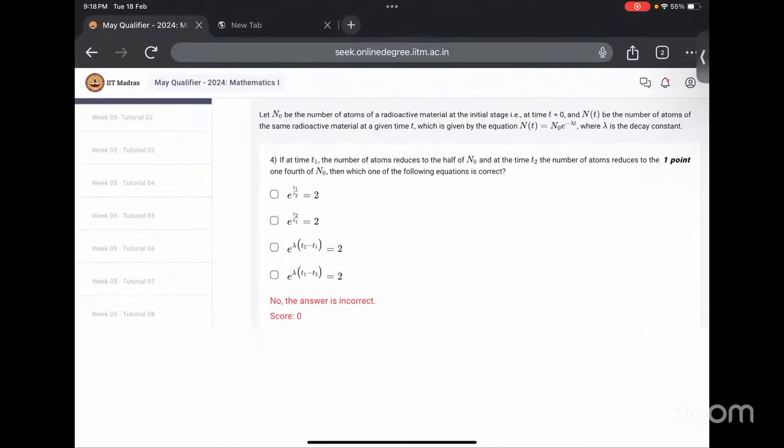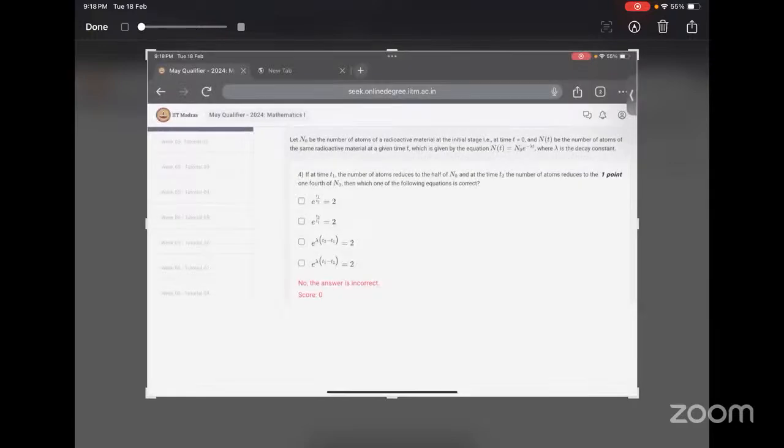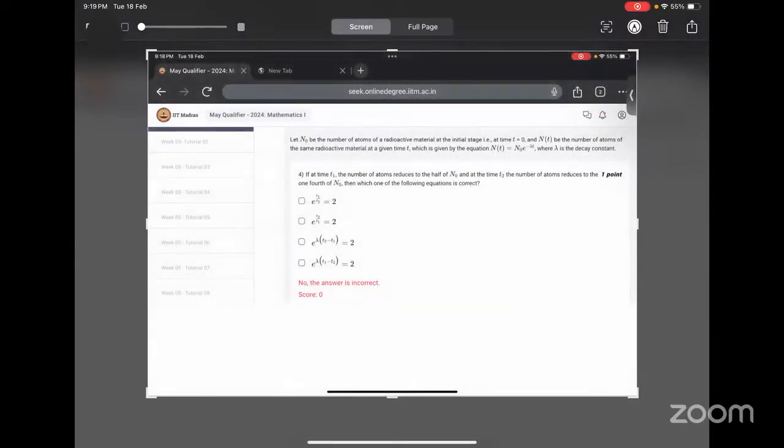The T1 and T2, when you put that in the minus lambda into T, so we can say minus lambda into T1. Let us check. We have been given n of T1 is half of n naught. That means n naught by 2, right?